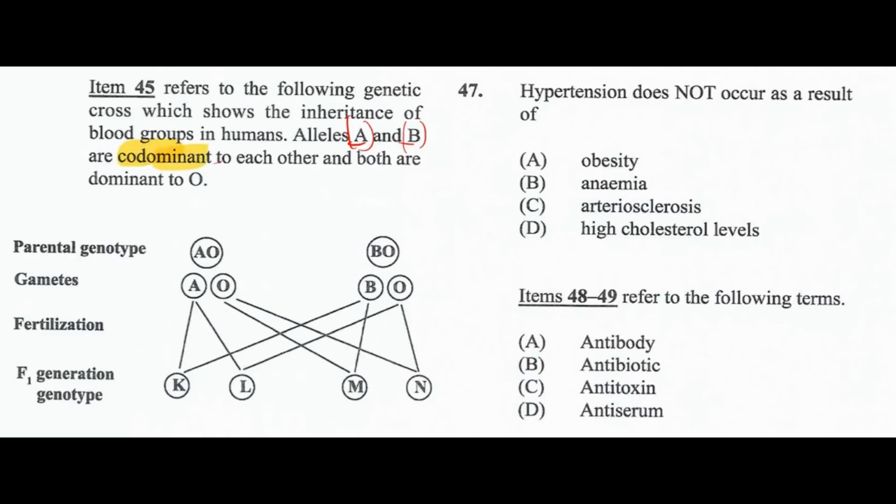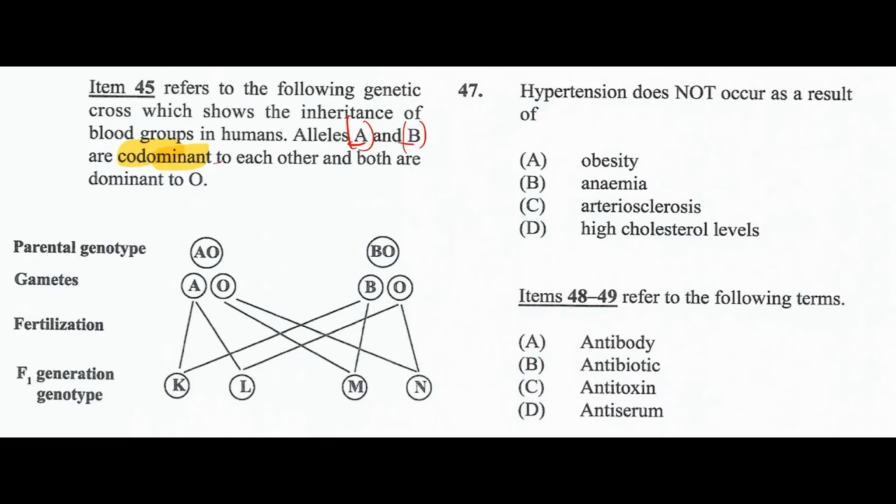So for example, if A is for red, and B is yellow. If you're AB, you look orange, because if you mix red and yellow, you get orange. If you're AO, you'll be red, and if you are BO, you'll be yellow. So I hope that was a bit clearer.